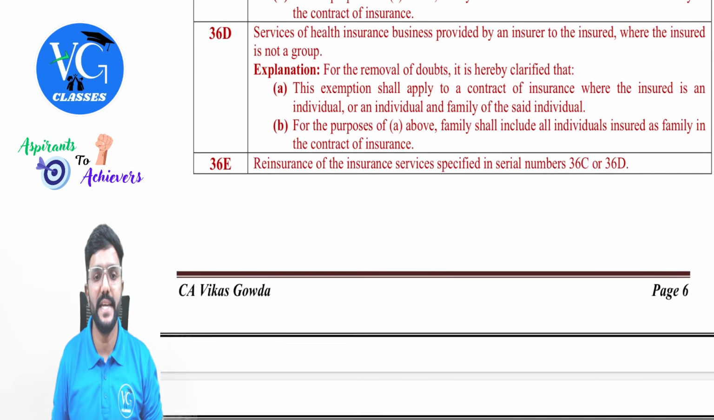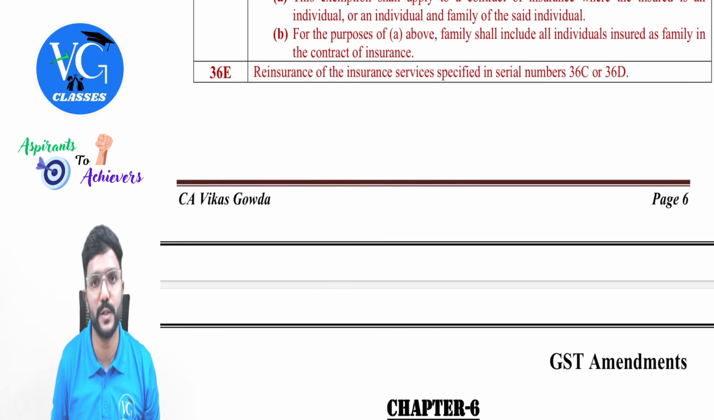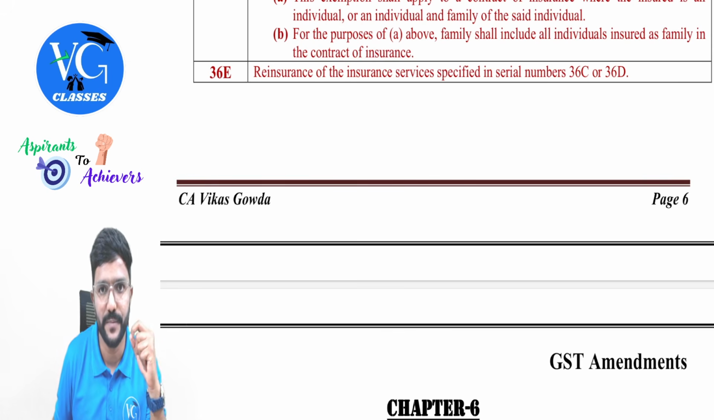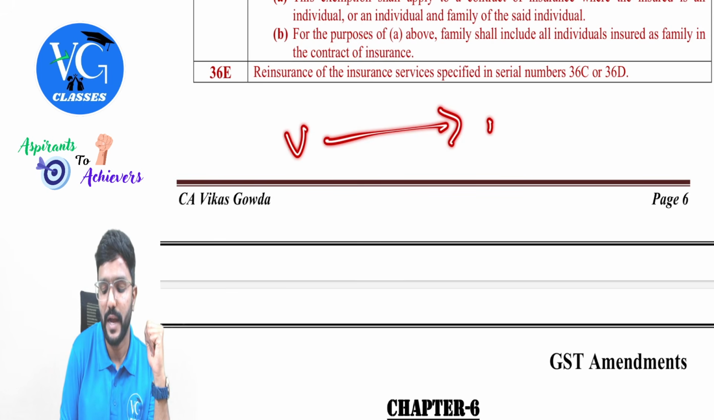Then 36E talks about reinsurance of the insurance services provided in serial number 36C or 36D, which is also exempt, guys. Sir, what is it? Assume, guys, Vikas took a life insurance policy with ICICI.